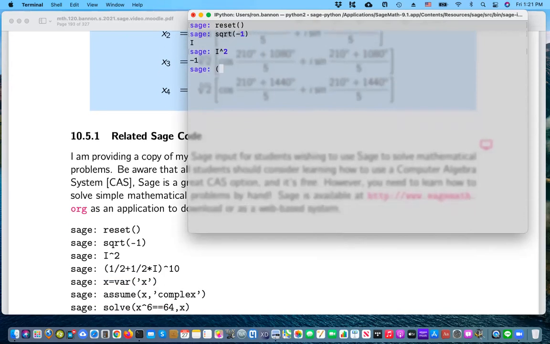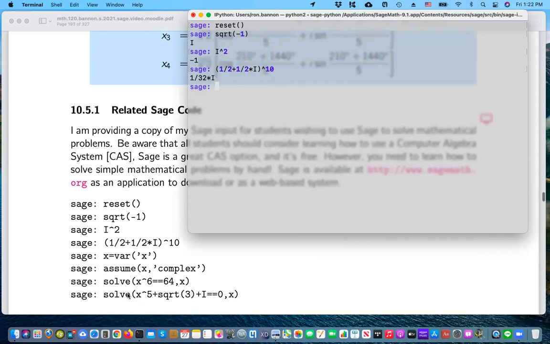If I did something like this, 1 divided by 2, and what's the next number going to be? Plus 1 divided by 2 star I. We actually did this one in class, to the 10th power. Let's see what happens. All right, so 1/32 of an I. All right, let's do this one over here.